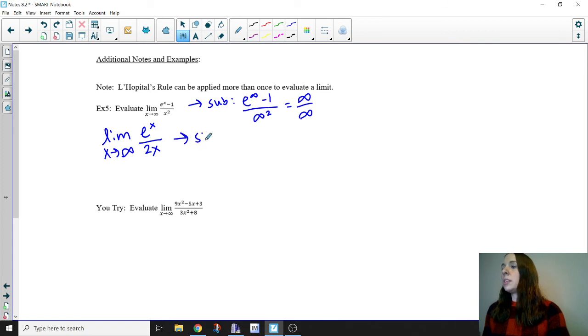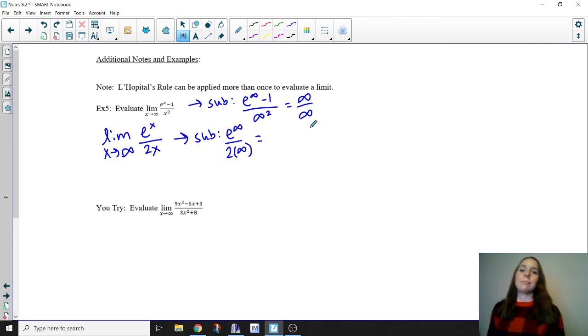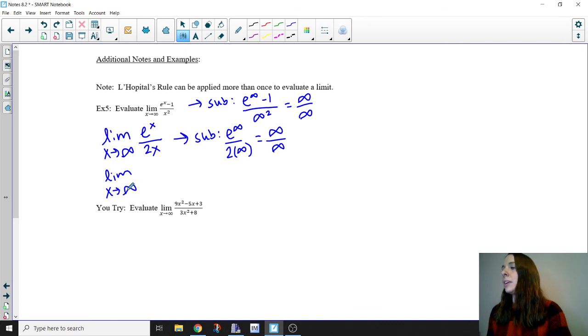Now, when I try substitution again here, I get e to the infinity over 2 times infinity. Again, this is poor notation, but I think it works for what we need to do. That again results in infinity over infinity. E to the infinity is infinite. 2 times infinity is infinite. So what do we do with that? We do L'Hopital's rule again. See if it works after a second time.